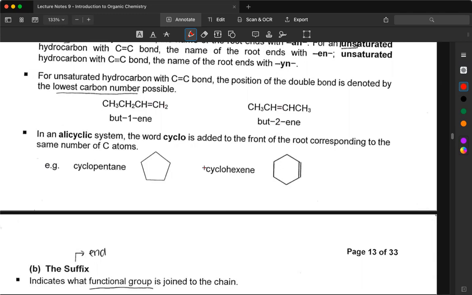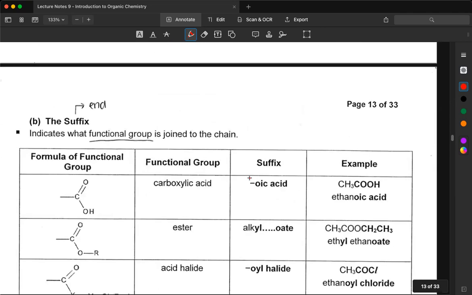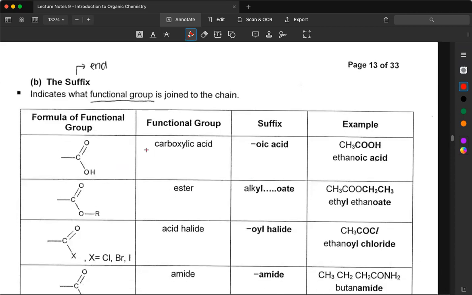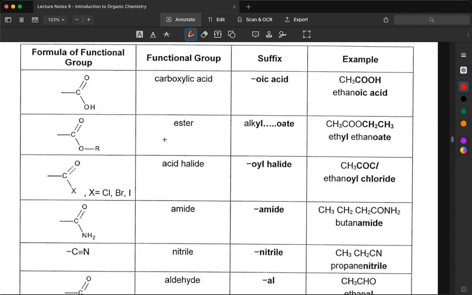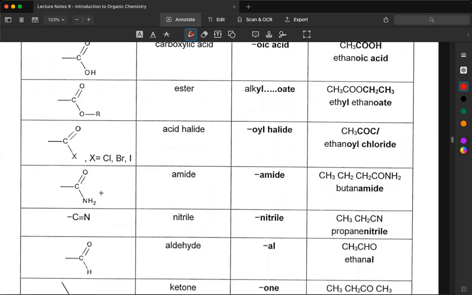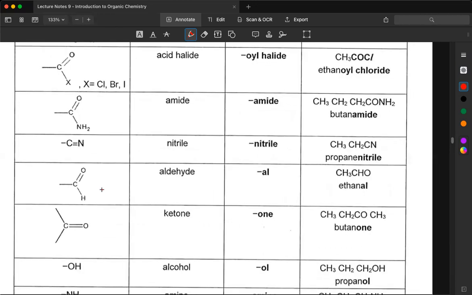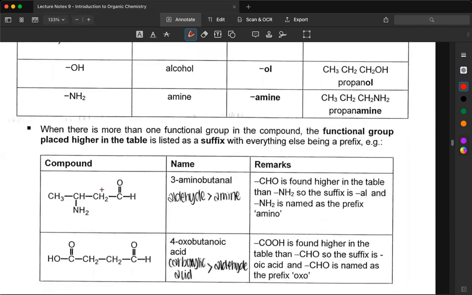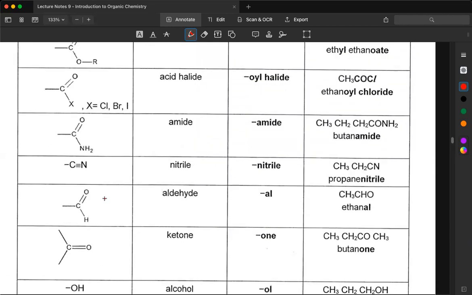In an alicyclic system, the word cyclo is added to the front of the root corresponding to the same number of carbon atoms. So this is 5 carbon atoms, cyclopentane, 6, cyclohexene. Now, the suffix. It indicates what functional group is joined to the chain. So if you have this, it's called carboxylic acid. Ester, acid halide, amide, nitrile, aldehyde, ketone, alcohol, and amine. When there's more than one functional group in the compound, the functional group placed higher in the table is listed as a suffix, with everything else being a prefix.